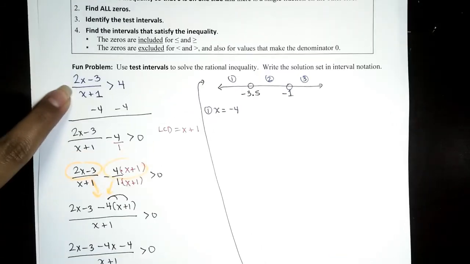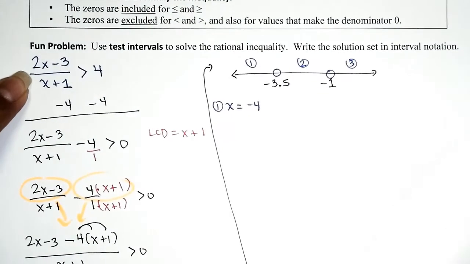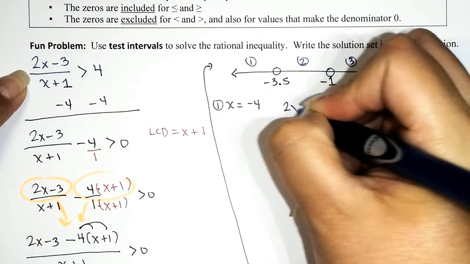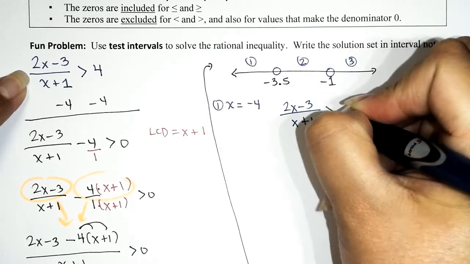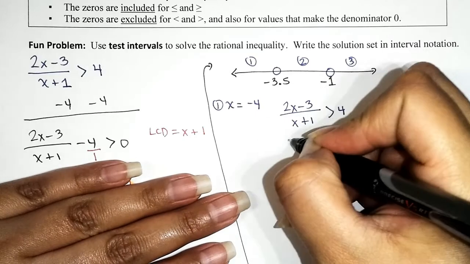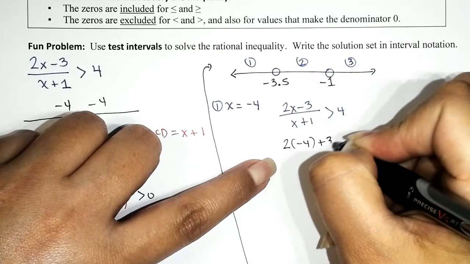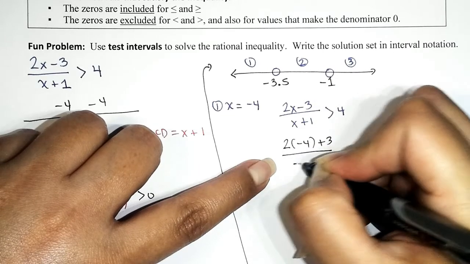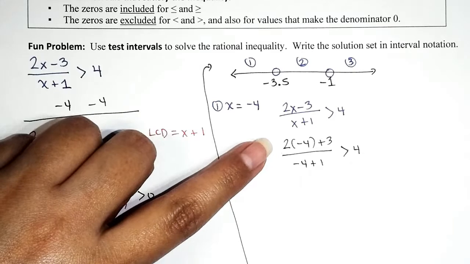Okay, so let's write it down, so that the grader knows where these numbers are coming from. We're going to use that original inequality: 2x minus 3 over x plus 1 is greater than 4. Let's see if our test value, whichever one you picked in that interval, is a solution. So we have 2 times x, which is -4, plus 3 all over x, which is -4 plus 1, and I need to know, is that really greater than 4?